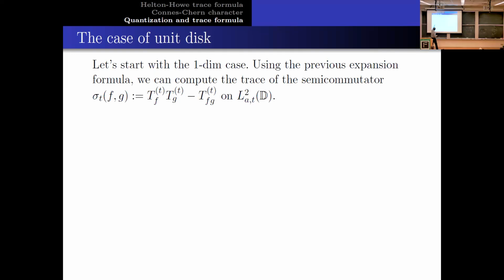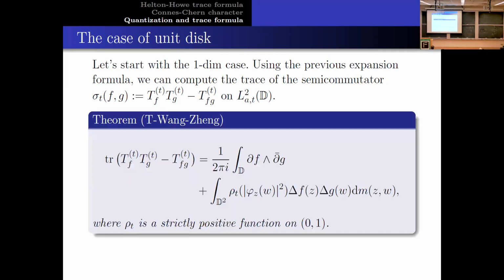So now let's look at the disk case. In this case, we are able to prove the following trace formula for the semi-commutator. Of course, this semi-commutator is not a topological quantity, so you don't expect to have nice local formulas. Besides the nice local integration formula, there's a long nonlocal term hidden here.